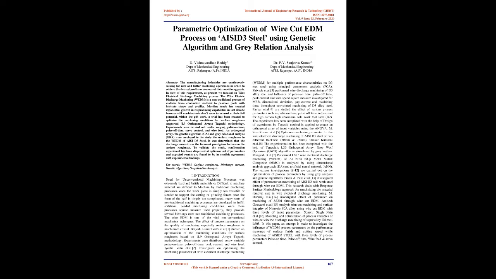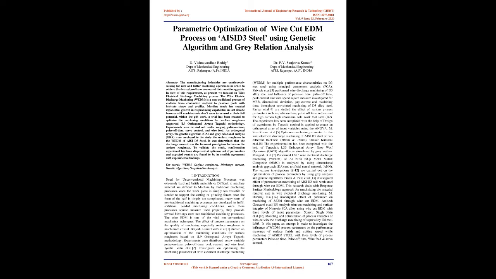The wire EDM is one of the vital non-conventional machining techniques. The effect of process parameters on the quality of machining, especially surface roughness, is much more crucial. Brajesh Kumar et al. [1] studied the optimization of the machining conditions for surface roughness based on the L9 orthogonal array, Taguchi methodology. Experiments were conducted under variable pulse on time, pulse off time, peak current, and wire feed.